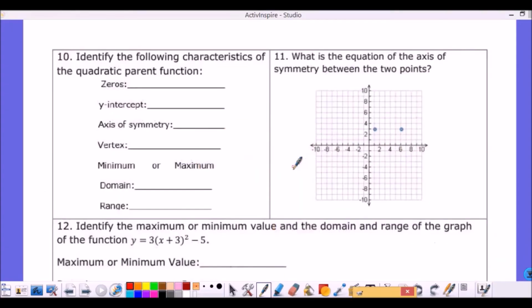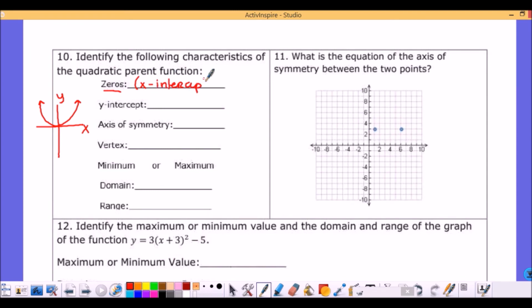Hi, so this is your instructional video over your review part 2. We will begin with problem number 10. Let's identify the following characteristics of the quadratic parent function. Remember, the quadratic parent function looks something like this. The vertex is going to begin at 0, 0, and it's going to be going upwards, or what we call concave up. So the zeros is where it crosses the x-axis, or it could be called the x-intercept.